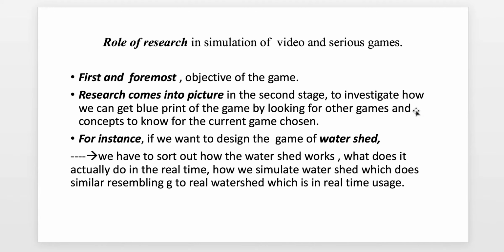Next, let's come to the role of research in simulation of games. The first and foremost thing is the objective of the game. We have to sort out what is the ultimate end aim of the game. Second, the research comes into the picture. Here, we have to get the blueprint of a game by looking at other games as well as the concepts for the game to run. For example, if we want to design a game of watershed, we have to sort out how the watershed works. What does it actually do in real time? How can we simulate a watershed which exactly resembles the watershed in real time?